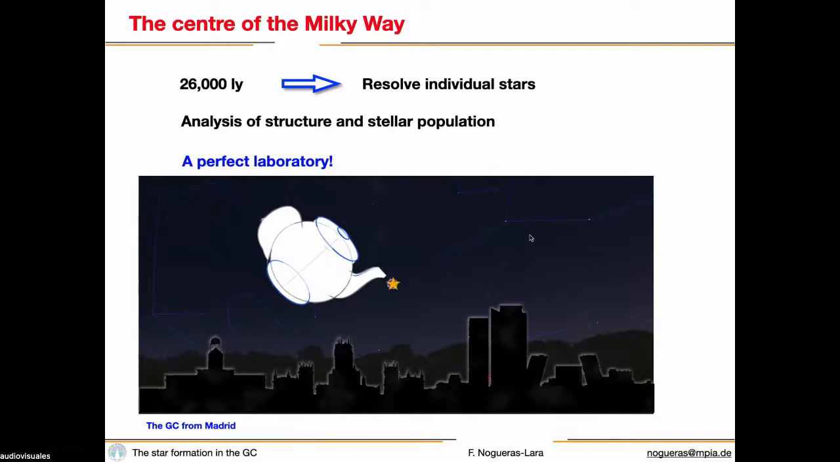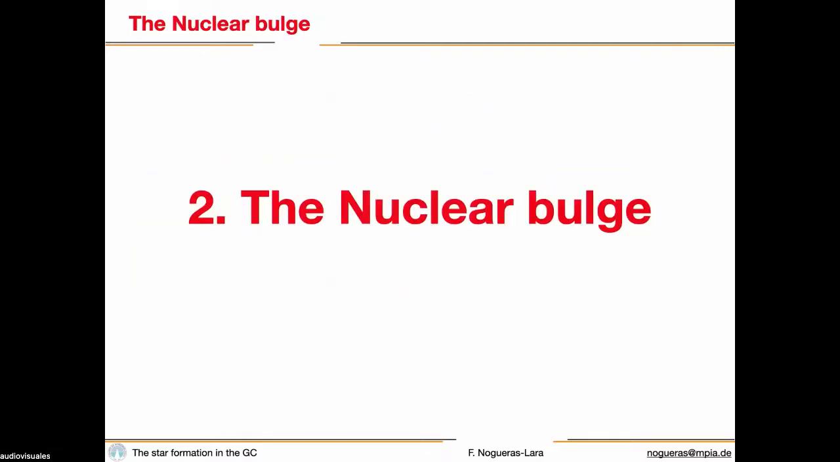The galactic center is only 26,000 light years away from the Earth. So it's close, and it allows us to resolve individual stars. And this will enable in-detail analysis of the structure and stellar populations that we can have there. And we can then compare this with other galactic nuclei where we will only have integrated light, and we can try to infer properties there. So it's a perfect laboratory.